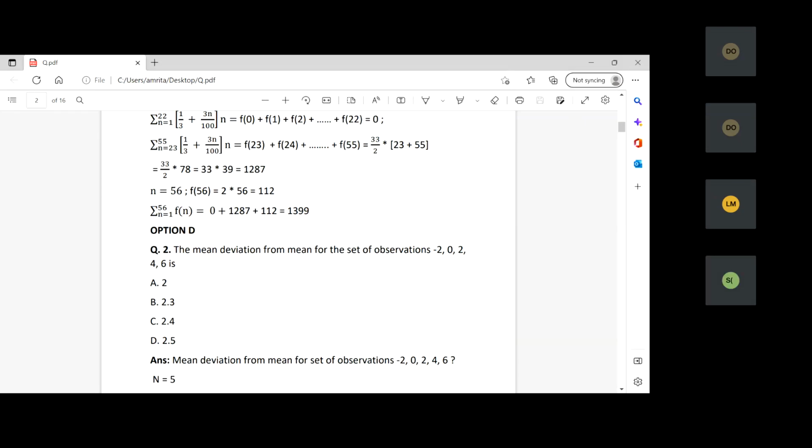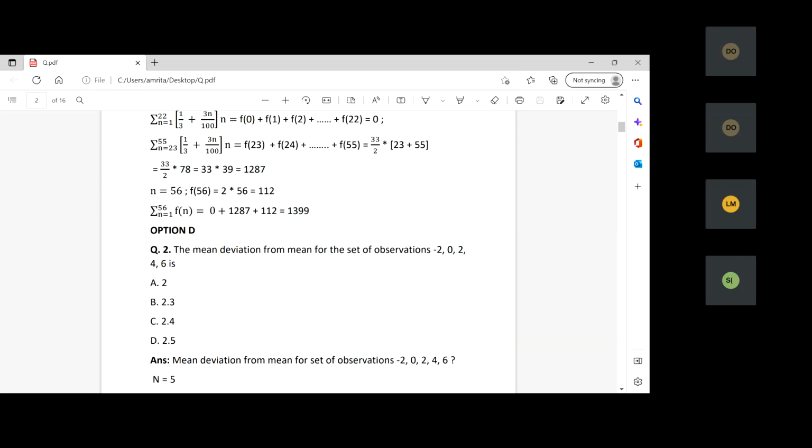I hope the screen is visible to all of you. The mean deviation from mean for the set of observations -2, 0, 2, 4, 6 is. We have the set of observations, five observations are given. We need to find the mean deviation from the mean of this set of observations. This is a very simple question.